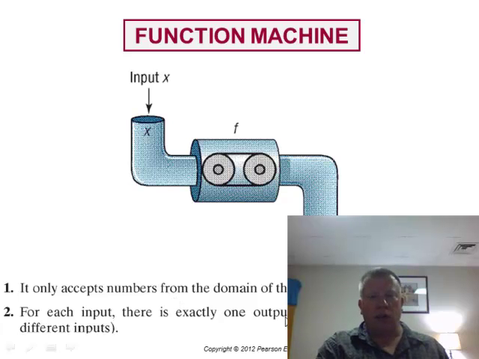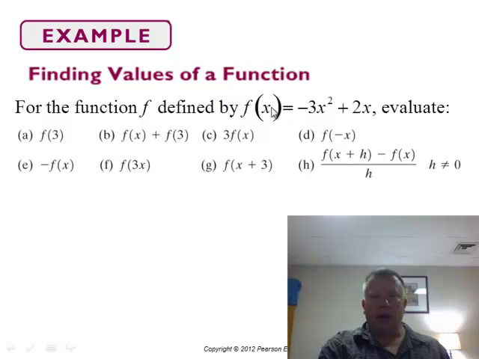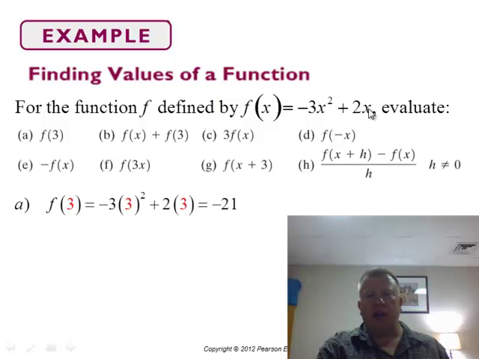And also note that there's exactly one output. That's what it means for your relation to be a function. For each input, there's exactly one output. So let's get a little bit of practice evaluating a function. Suppose that we've got the function f of x is equal to negative 3x squared plus 2x. Let's evaluate the function at these 8 different values.